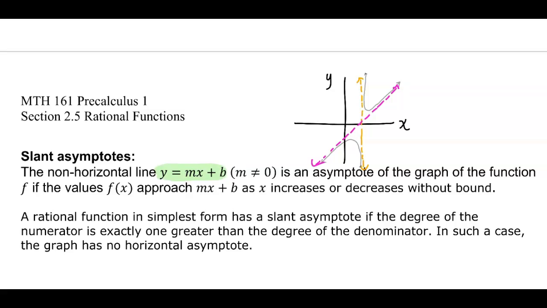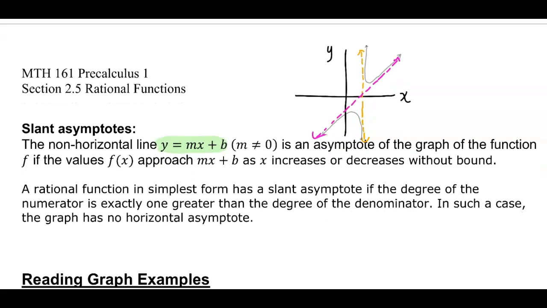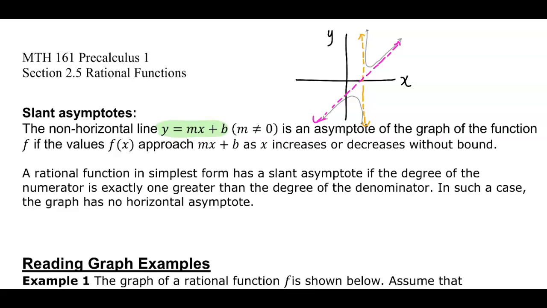So let's talk about how to find it. I need to tell you when it exists, because it doesn't always exist. It only exists when, let me highlight this for you because this part is important: a rational function in simplest form has a slant asymptote if the degree of the numerator is exactly 1 greater than the degree of the denominator.